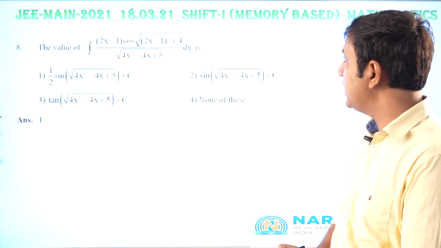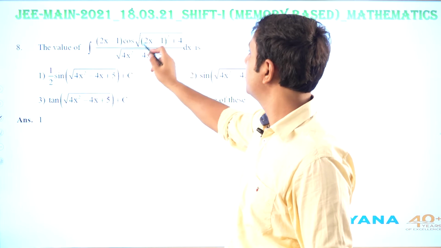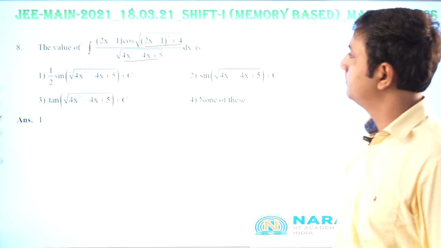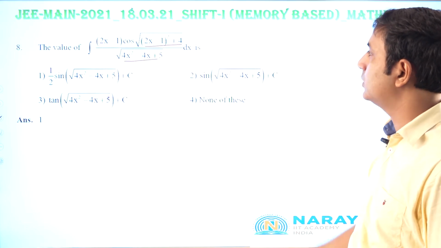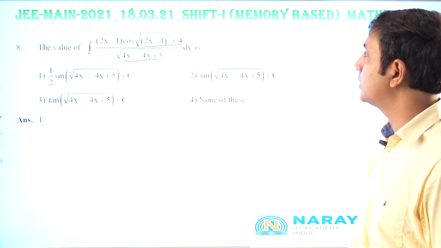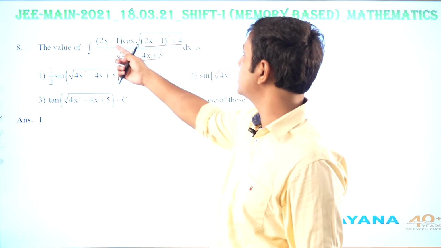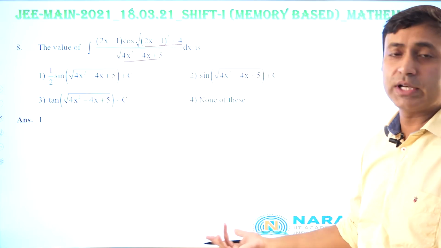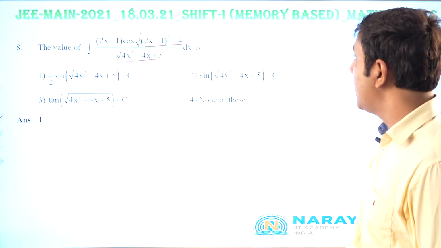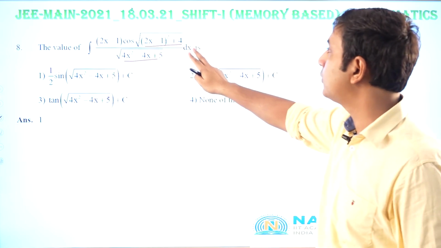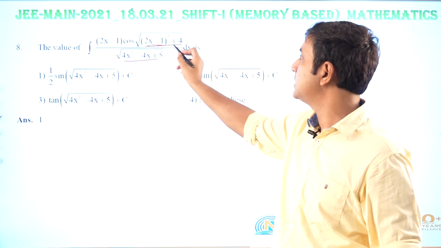Now we have cosine of something, and notice that these two are the same. 2x minus 1 whole square plus 4 is also 4x square minus 4x plus 5. Which means 2x minus 1 is occurring 3 times. It's a good idea to take 2x minus 1 as something. And since 2x minus 1 whole square plus 2 square is there, it's of the form x square plus a square. You can see easily here.